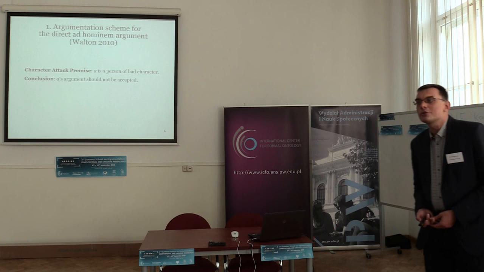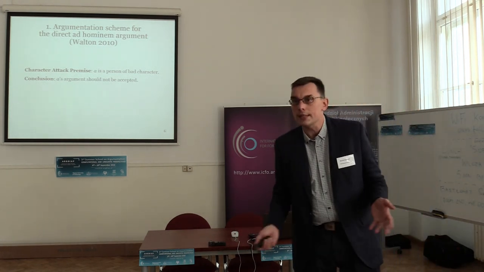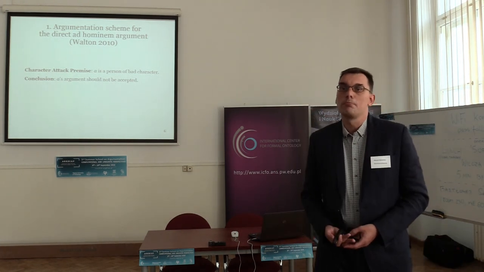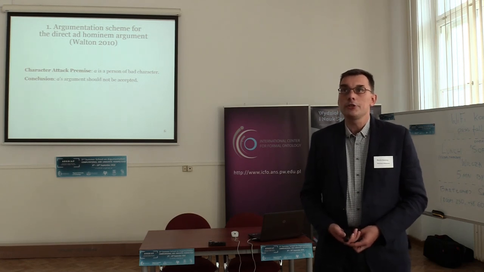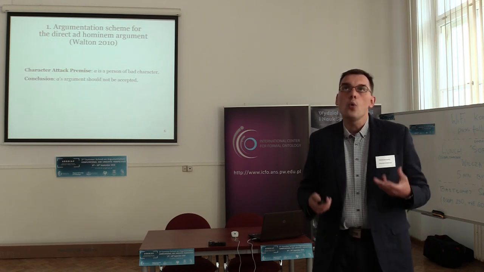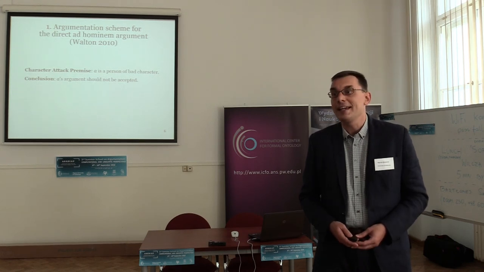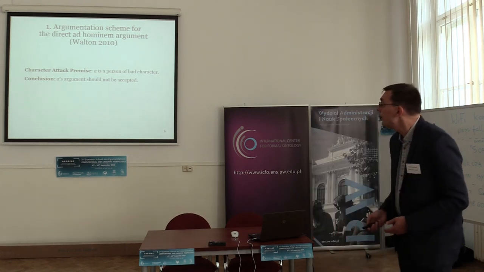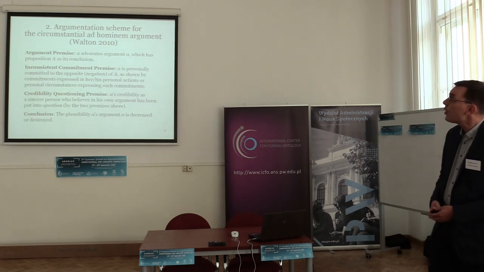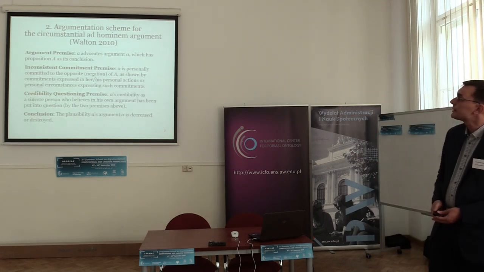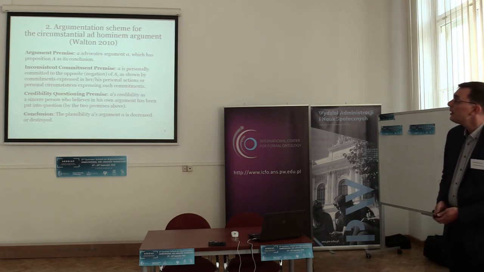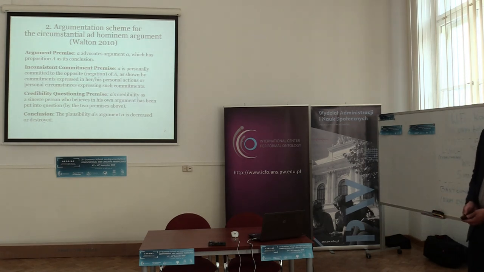So during this introductory tutorial, I'm not going, of course, to discuss all possible or even most typical argumentation schemes, but I'm just going to show you what these schemes are trying to grasp and what they basically cannot grasp. So this is one example. Another one is the argumentation scheme for the circumstantial ad hominem argument, and we have here a premise: A advocates argument A, which has proposition A as its conclusion.